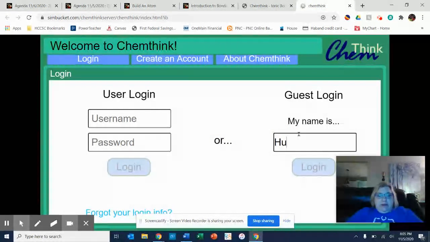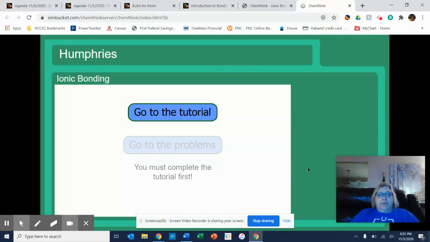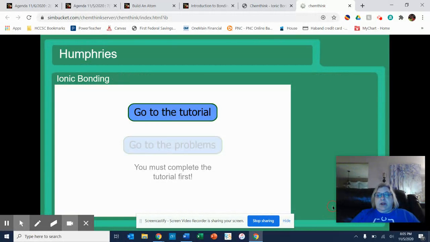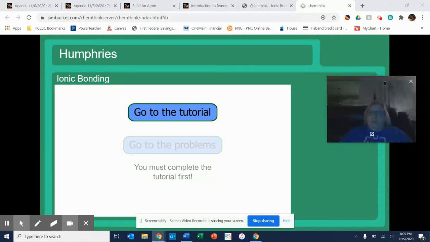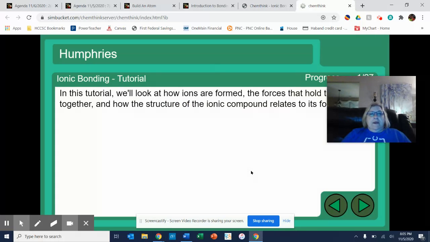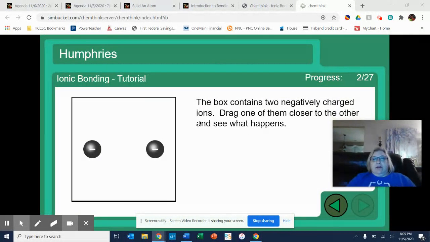So I'm going to log in as Humphreys. Okay. I'm going to go to the tutorial. I'm going to read what it says on the screen, and then I'm going to click next. And it's kind of hard to see because of this window, so I'm going to move the window. Okay, so I want to see what happens next, so I'm going to click that. The box contains two negatively charged ions. Drag one of them closer to see what happens.